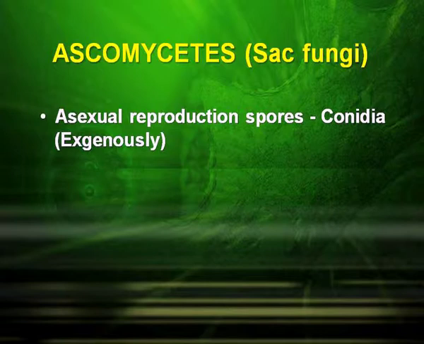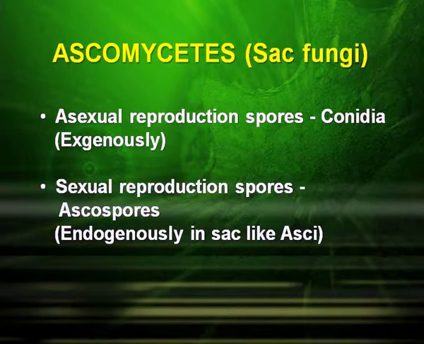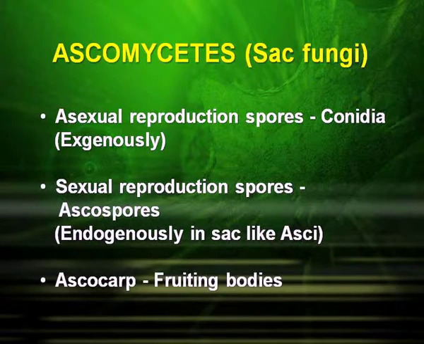Asexual spores are the conidia, which are exogenously borne. The sexual spores are the ascospores, which are endogenously produced in sac-like asci. Their fruiting body is known as ascocarp.